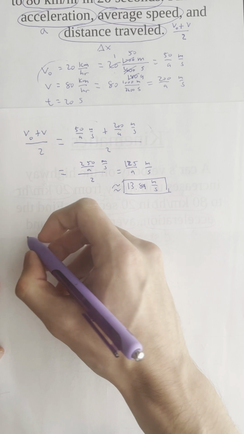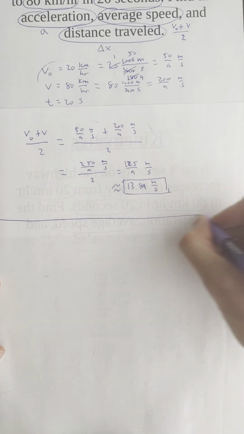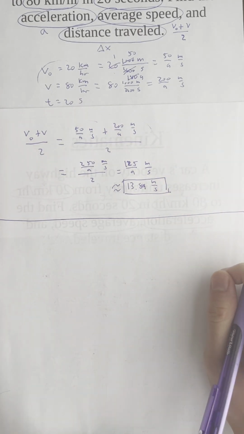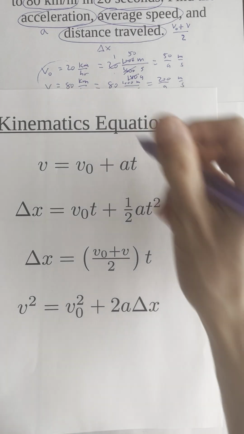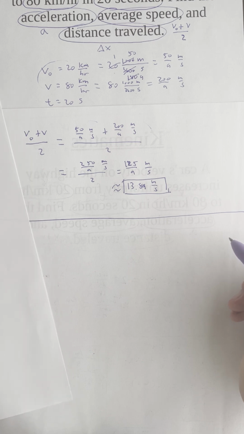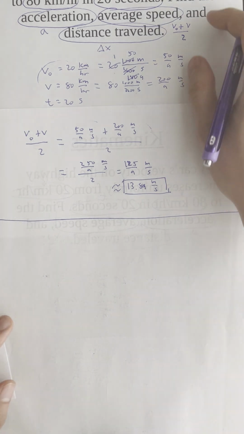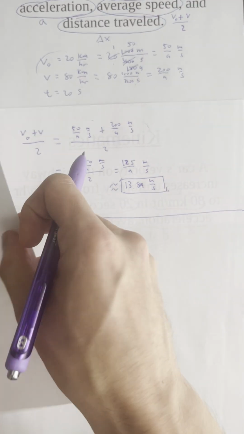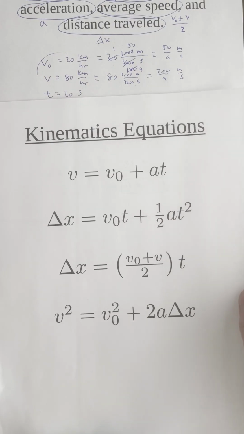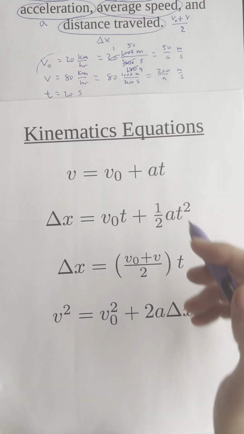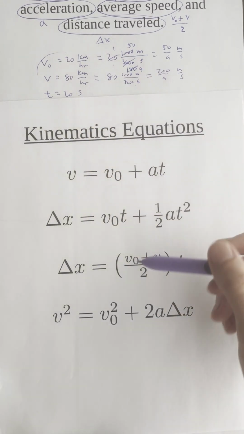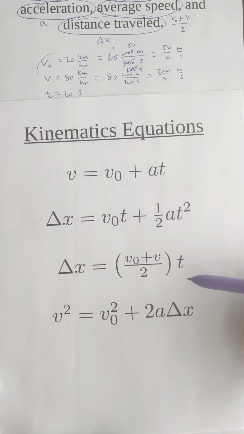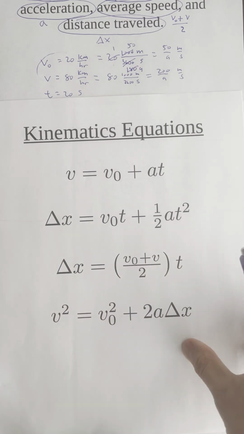Let's do distance traveled now. Okay, so this time we care about delta x. We have a lot of information now. So actually there are a couple formulas we can use here, but we already know V naught and V. So we could fill in this and this. We also know T. Okay, so we can use this formula to figure out delta x. Let's go ahead and do that.